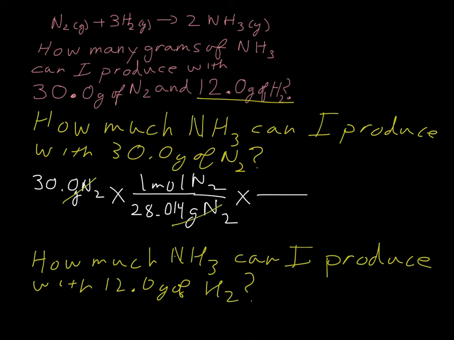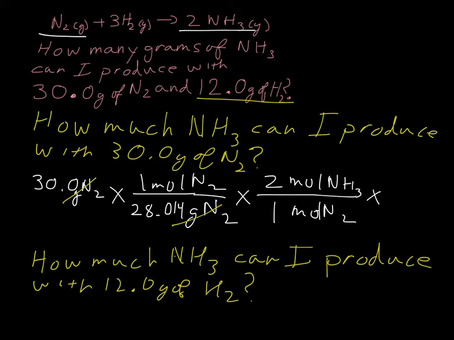So I've placed grams of nitrogen where they cancel out. And now I have moles of nitrogen. I don't want moles of nitrogen, so I place moles of nitrogen where they cancel out. I know the relationship between moles of nitrogen and moles of ammonia. For every 1 mole of nitrogen, I can produce 2 moles of ammonia. But I don't want moles of ammonia. I want grams of ammonia. So I'm going to place moles of ammonia where they cancel out.